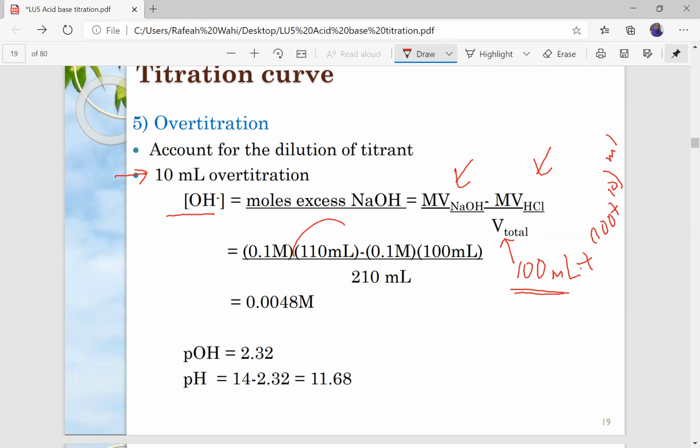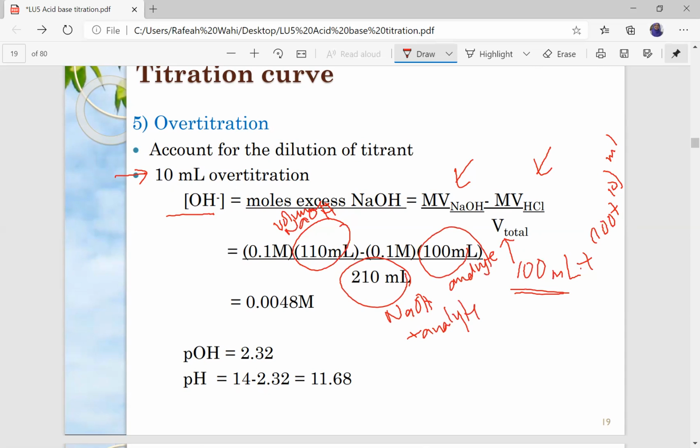So that's why you have here 110 mL. This is the volume of NaOH added to your analyte. This is the volume of your analyte. And this is the total volume of NaOH plus the analyte.